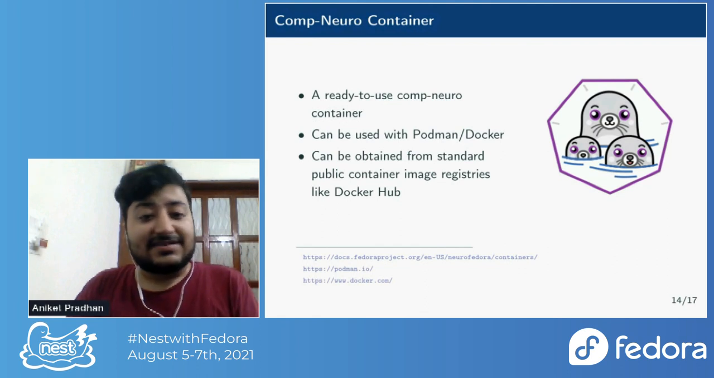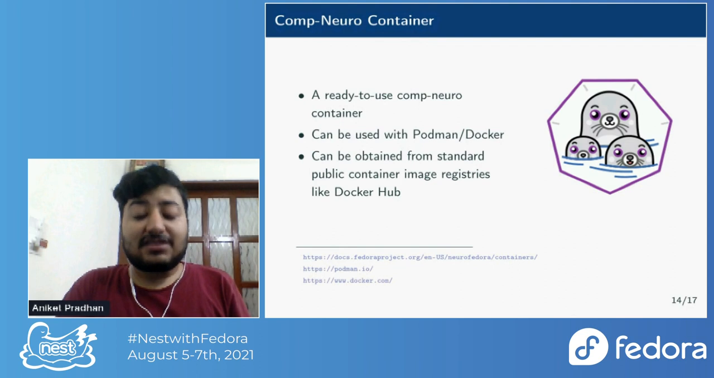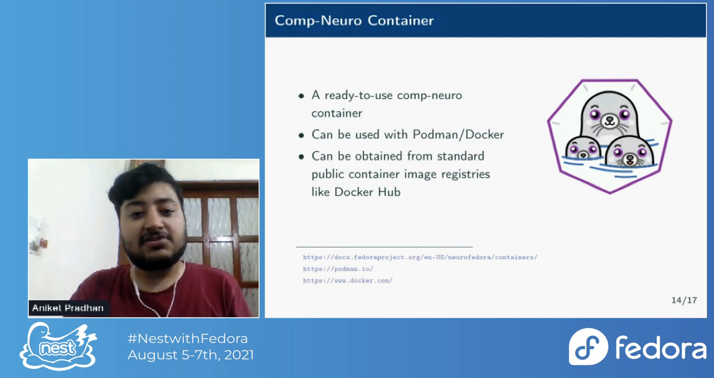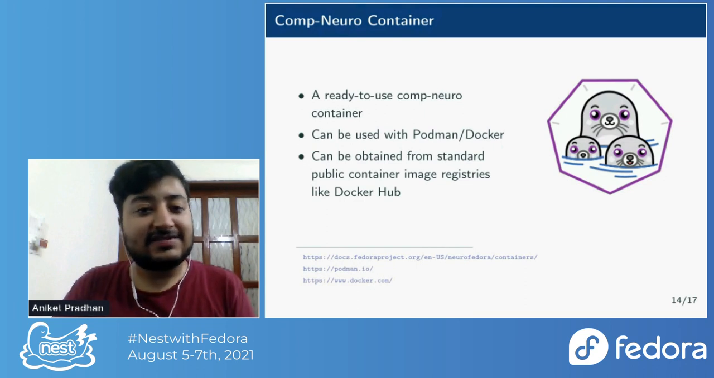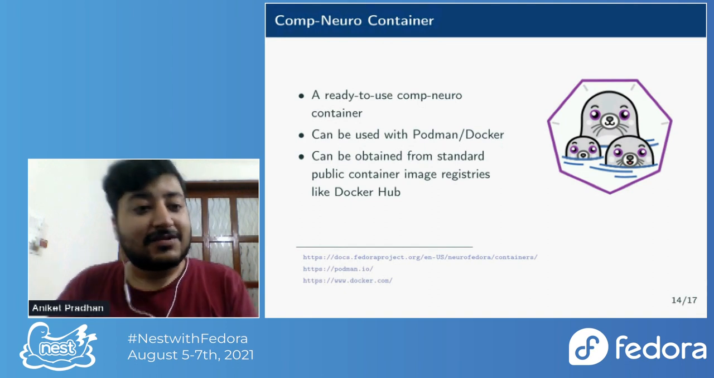So, I see another question. That is, do you plan on making the image available on other registries like Quay or GHCR? That I'm not sure. As I tested, it is available on the Docker Hub with the Fedora repository, with the Fedora images. We will have to check if it is available on Quay or GHCR. Right, so I'll wait for a few minutes if anyone has any questions. Great.